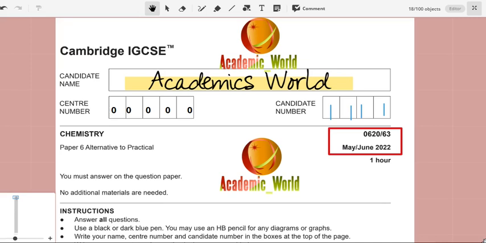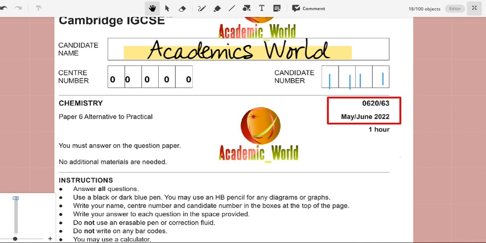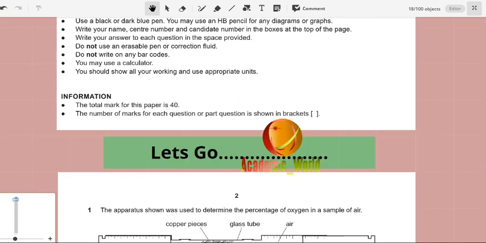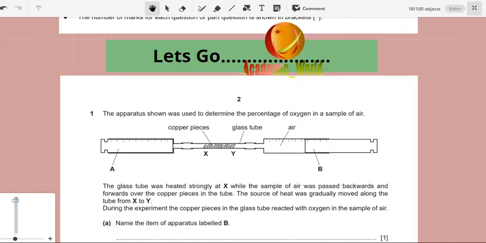Today we are going to discuss the chemistry paper, the Cambridge IGCSE June 2022, and we are going to solve this paper. And without wasting time, here we are going to start the first question.